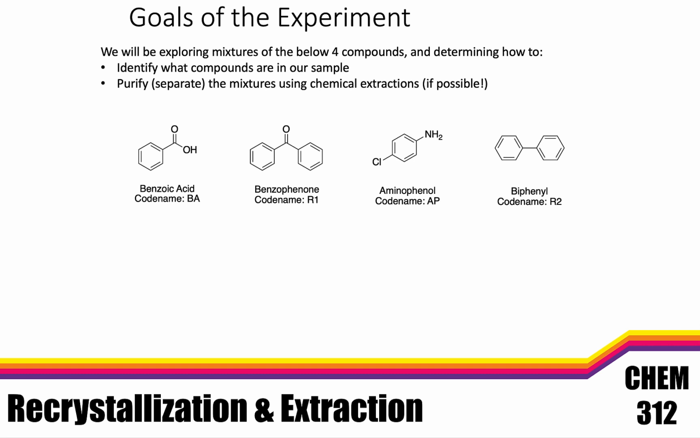And this week, we're going to have some unknown mixtures, and these unknown mixtures contain either R1 or R2, right? They contain either benzophenone or biphenyl, and one of the other two options, so either benzoic acid or aminophenol. So there's only two compounds in our unknowns for this week, and they contain one of our rocks and either benzoic acid or aminophenol. And so what we want to do is think about how we can use chemical extractions, if at all, to actually separate these compounds.